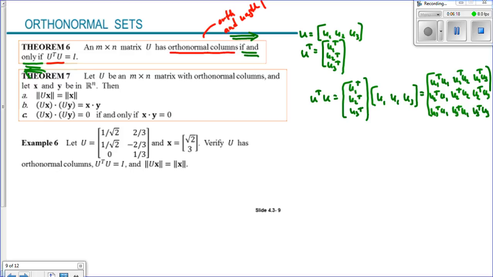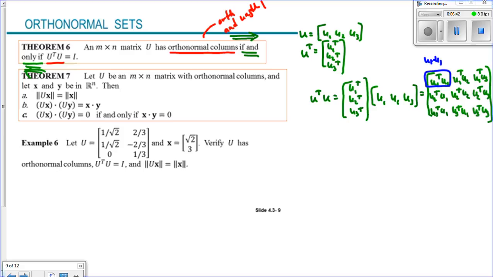Now recall, this is just the dot product. A vector transpose times a vector is the way we defined a dot product. So since the U's are all orthogonal to each other, the only values that survive are the diagonal ones. U1 transpose times U1 is just going to be U1 dotted with itself.